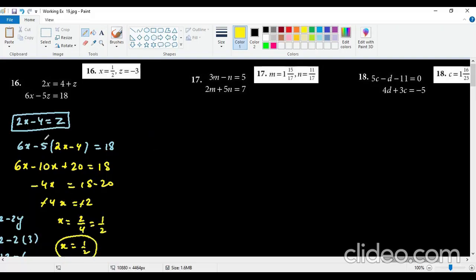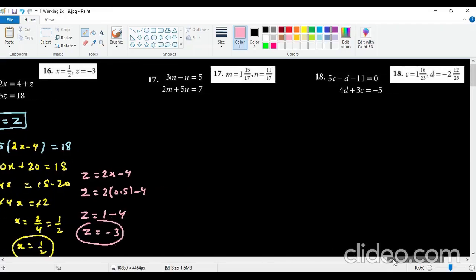Now finding out the value of z, the value of z is 2x minus 4. That means the value of z is 2 times 0.5 minus 4. That means 2 divided by half is going to give 1 minus 4. That means z equals minus 3, which is the required answer.